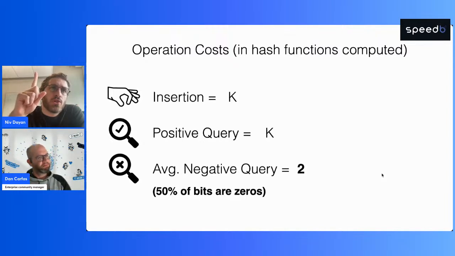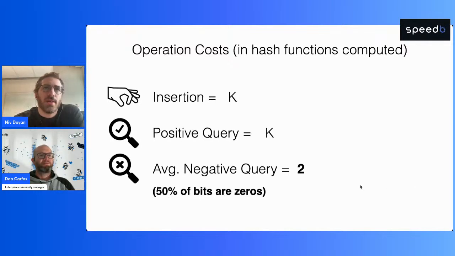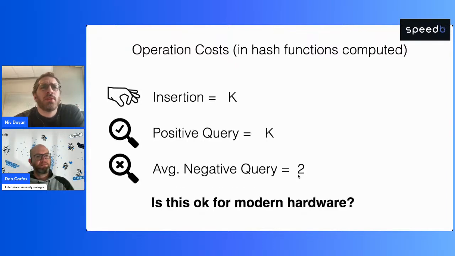As soon as you find the first 0, you know for sure the key doesn't exist, and so you can abort the query. On average, a negative query finds a 0 after it looks at 2 random bits. So the average negative query cost is 2 hash functions computed. Now that we know these costs, we might ask, are these cost properties okay for the way in which modern hardware operates?